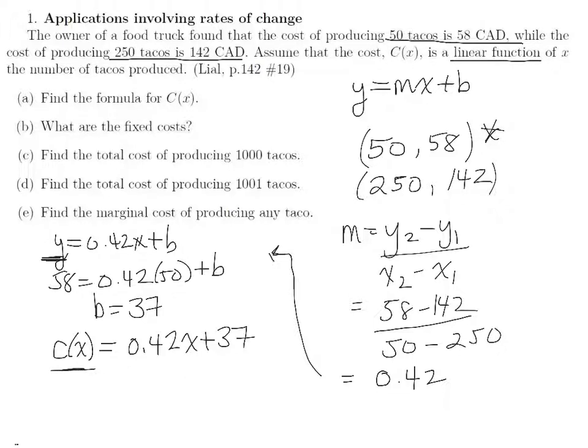Okay, so the next question asks, what are the fixed costs? So the fixed costs are those costs that are incurred regardless of whether you produce anything. And in the case of a linear function, of course, the fixed cost is the value that's not associated with an x. So here's 37. That is required even if you produce 0 tacos. So if you substituted 0, you have 37, and that's your fixed cost. So I'm going to do the other parts of the question on the next page.